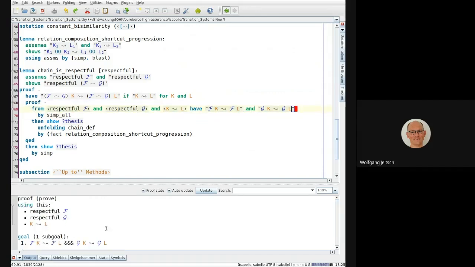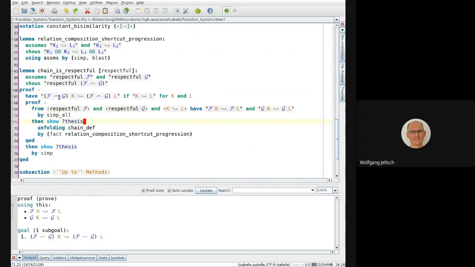Here you see we have this goal which uses this and. This is the conjunction in the Isabelle pure logic, and it is split then into two sub-goals, and simp_all solves the two sub-goals. That's very trivial. It's just application of the respectfulness definition.